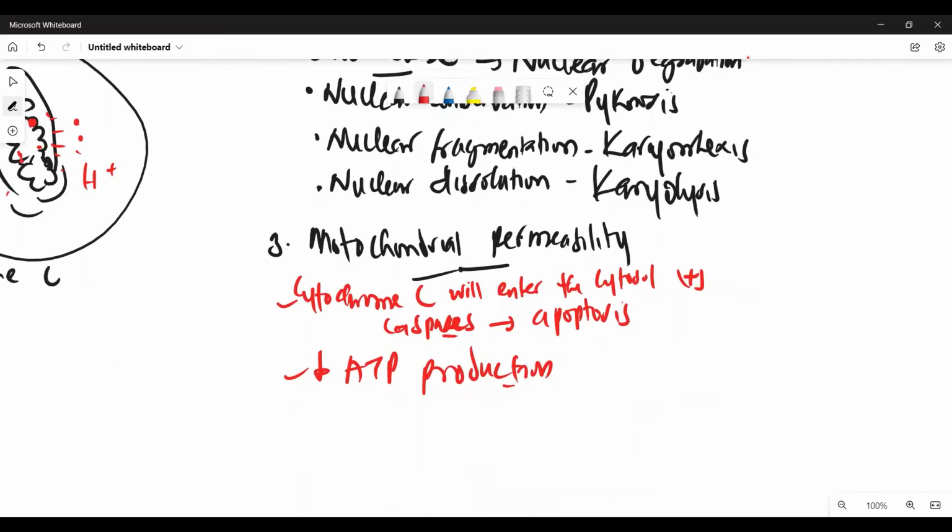And we also mentioned that excess calcium can also activate endonucleases, and that can lead to nuclear degradation. And then lastly, mitochondrial permeability. So the cytochrome C will enter the cytosol, and that will activate caspases, and that will lead to apoptosis, and also decrease ATP production due to loss of proton gradients, right? In the next video, we're going to be talking about apoptosis.